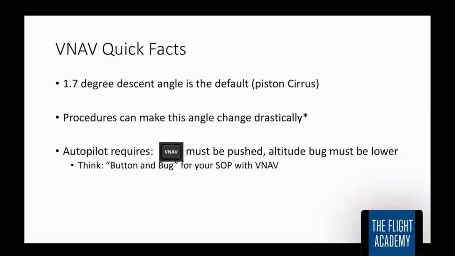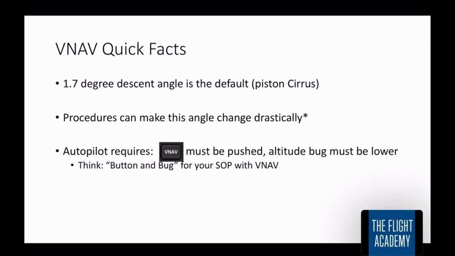The autopilot does, if you want it to fly the VNAV. Of course, the autopilot's not required. You could hand fly a VNAV down, but if you want the autopilot to do it and really watch the magic happen, it does require some steps. The autopilot needs to have VNAV armed via the VNAV button, and the altitude bug must be lower than your current altitude. So we have a mnemonic for that. If you're going to use VNAV, think button and bug.